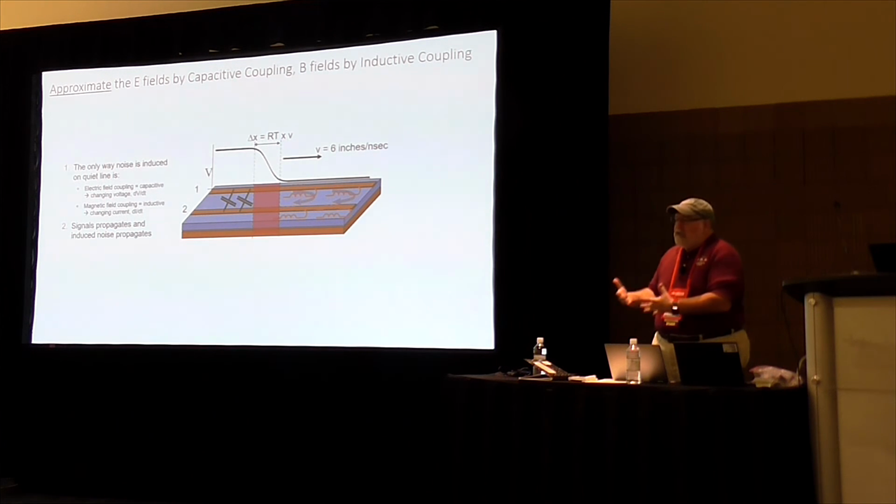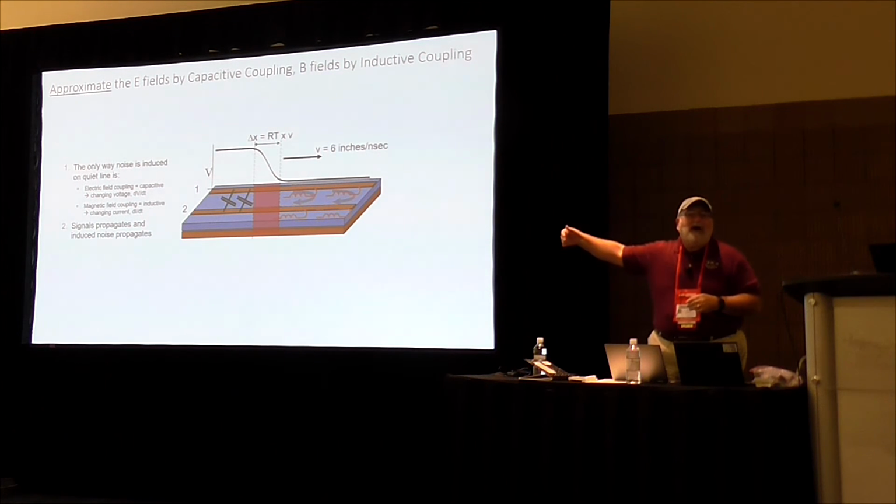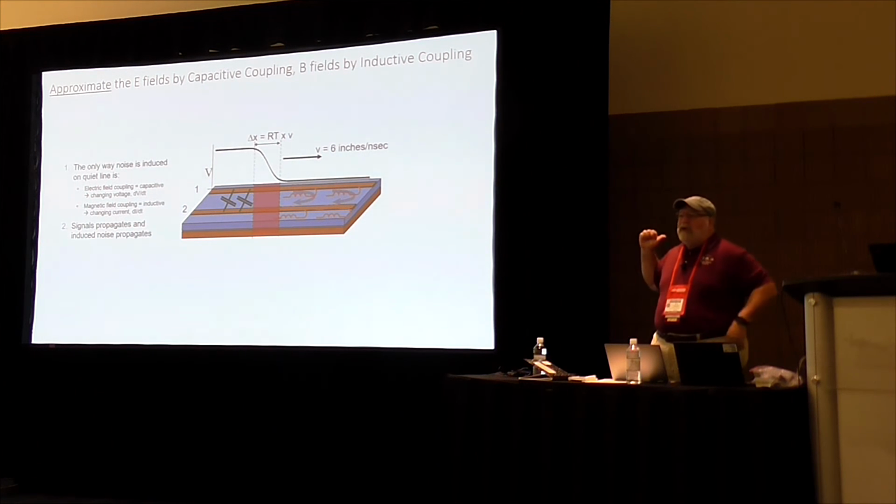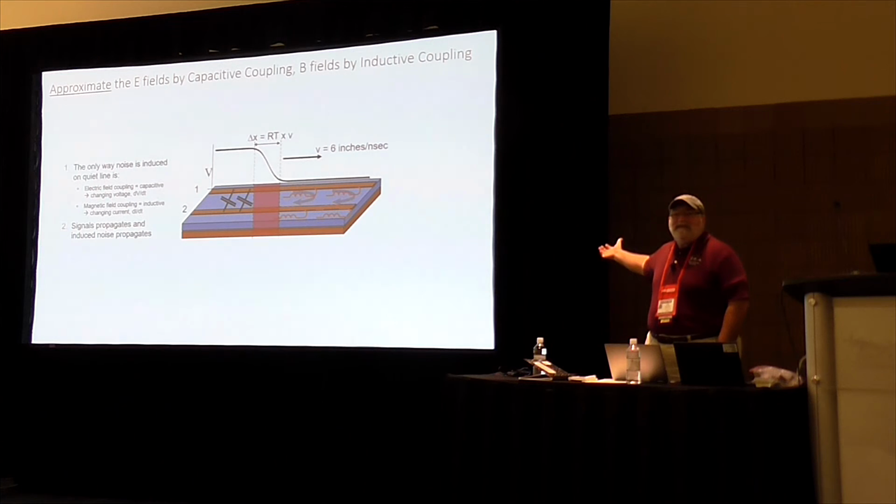And so we have the combination of the capacitively coupled current in the backward direction and the forward direction, and the inductively coupled current in the forward and the backward direction. In the backward direction, both of them are positive, but in the forward direction, the capacitively coupled current is positive, but the inductively coupled current is negative.